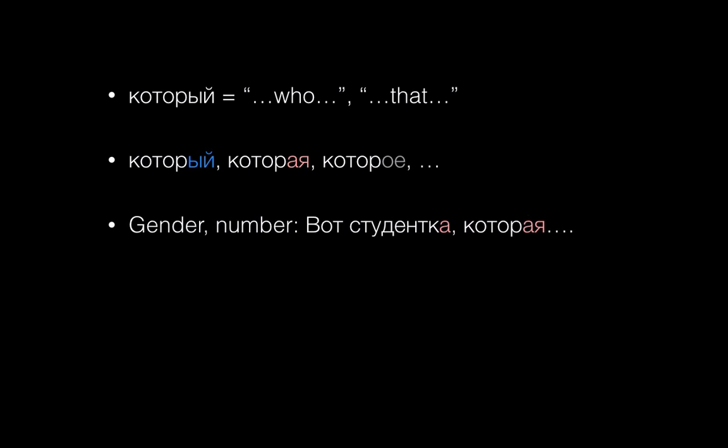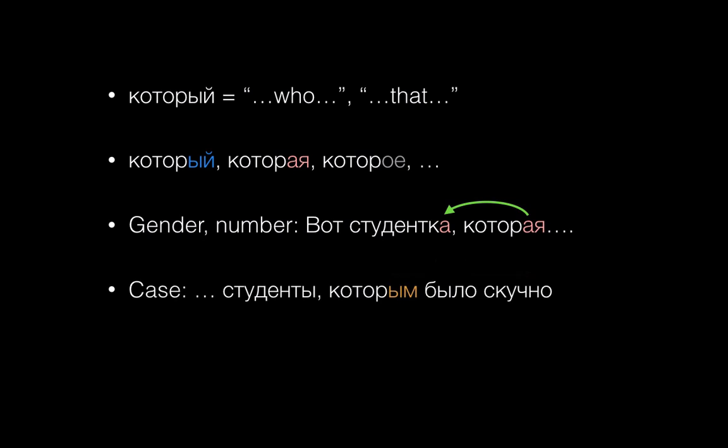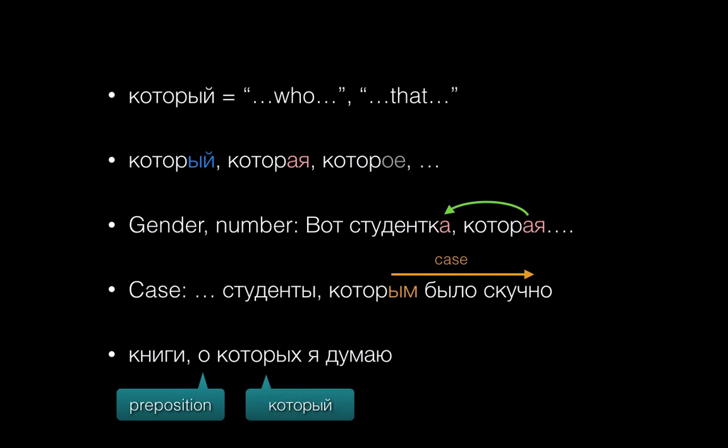Summing up, который is used like English that or who to link 2 clauses. It takes adjective endings, and the gender and number agree with the noun that it refers back to. The case ending, though, depends on its function in the clause where который occurs. If you need a preposition, be sure to put it at the beginning of the clause before который.